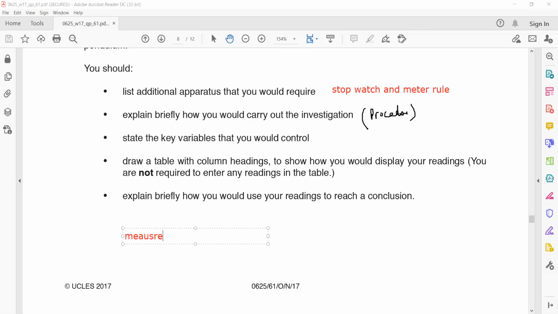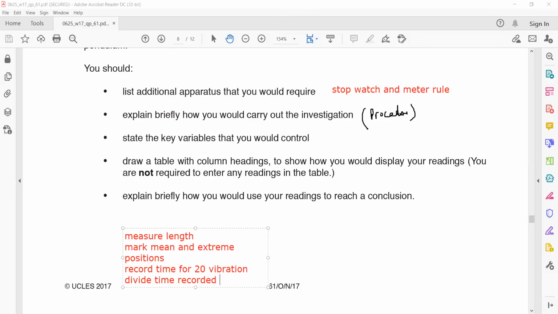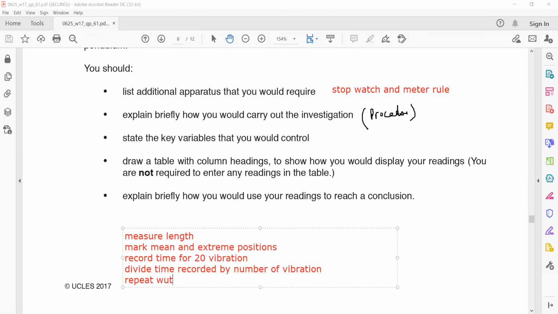So, measure the length, mark mean and extreme position, record time for 20 vibrations, divide time recorded by number of vibrations, that will give us the time period, and then we'll repeat with different bobs.